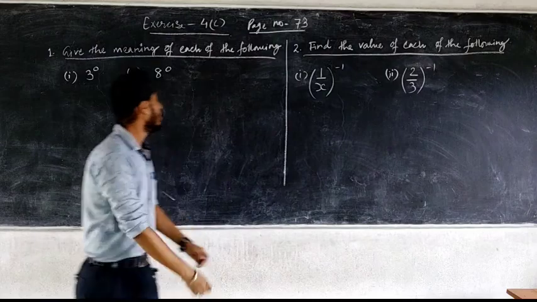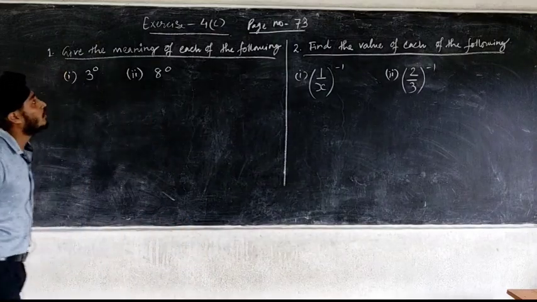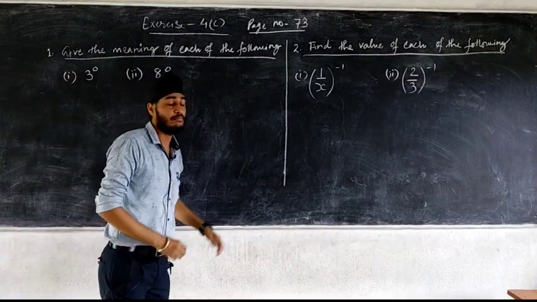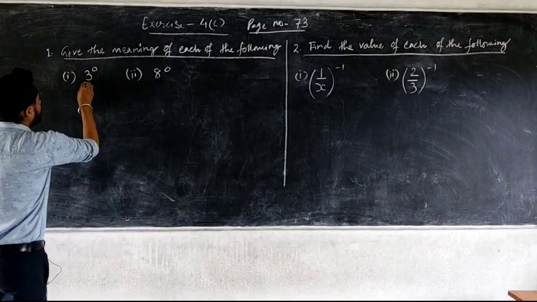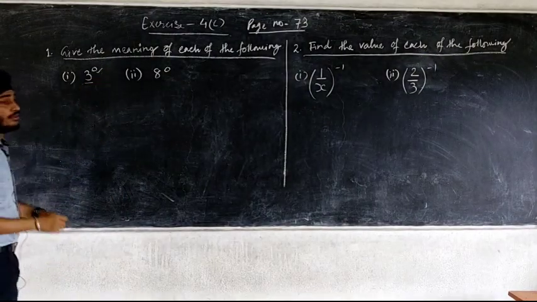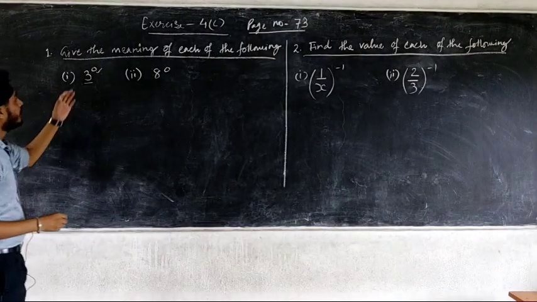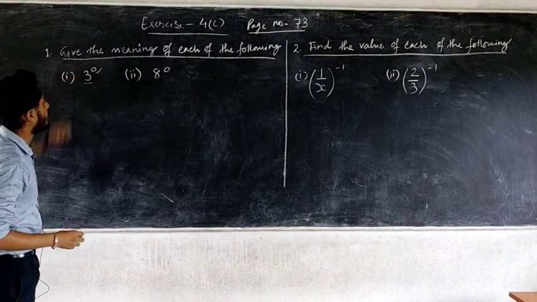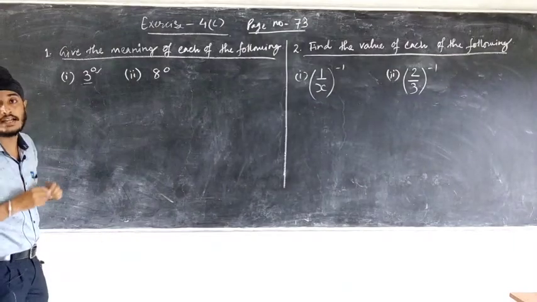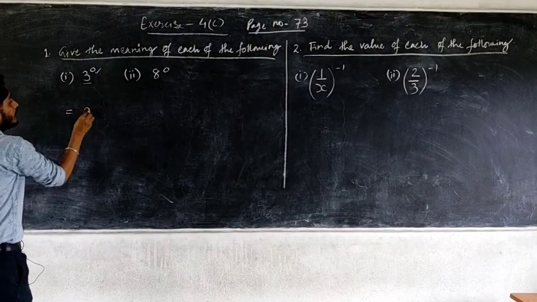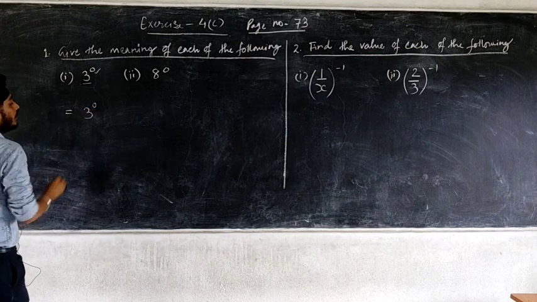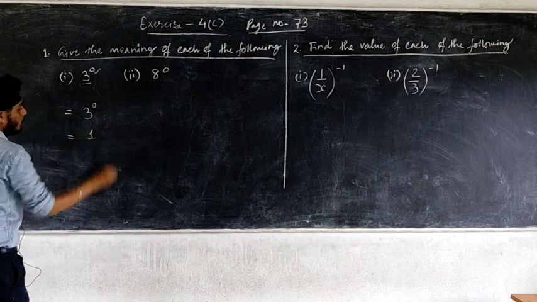So the first question of 4C is: give the meaning of each of the following and if possible simplify. So you can see that here you have 3 raised to 0. So any number whose power is 0, how will we deal with that kind of expression? Suppose we have 3 raised to 0, the value becomes 1.